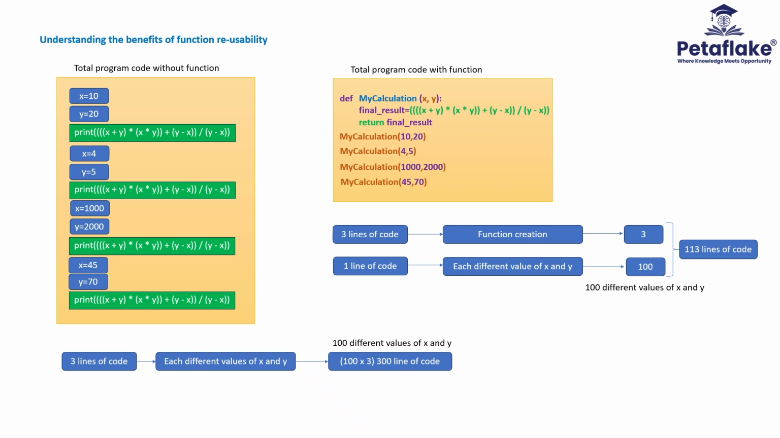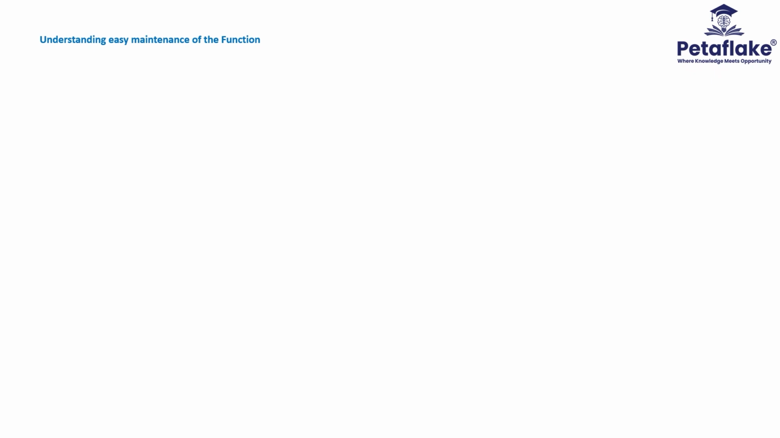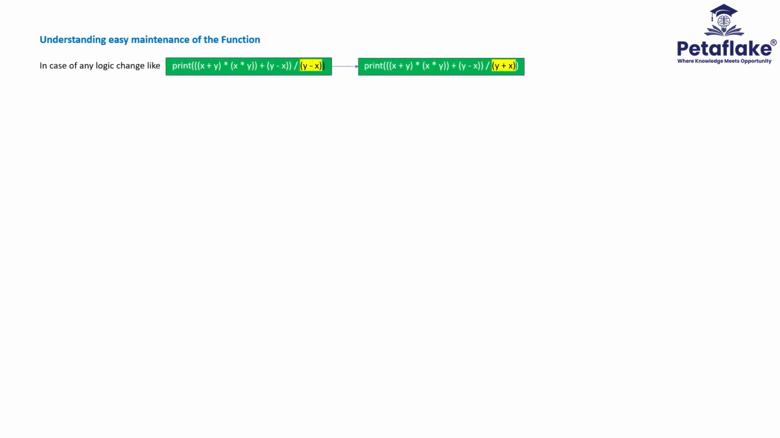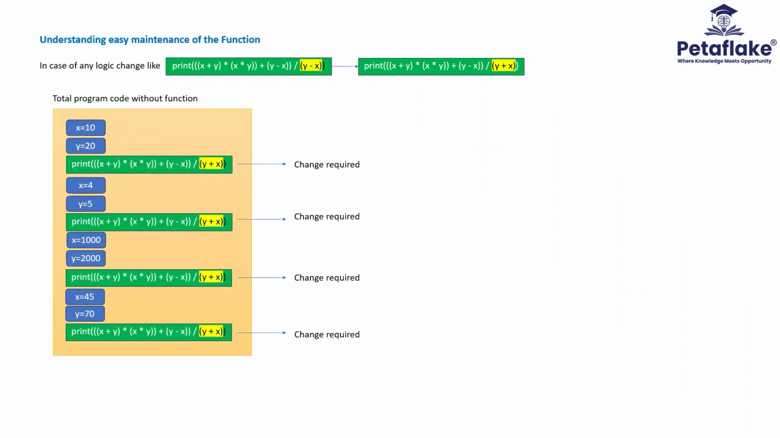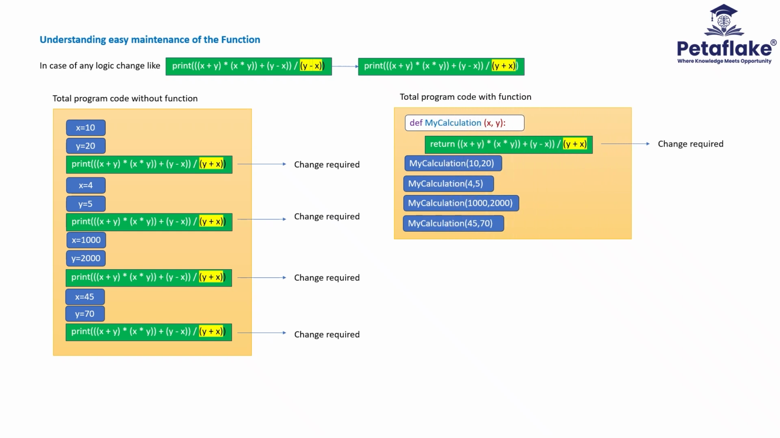Let's understand the other important advantage of using the function, called easy to maintain. When we use the functions in our program, any code changes or new enhancements will be easy. Assume that we have got a requirement to change the logic to replace y minus x with y plus x. If our program is developed without using the function concept, then we need to change the logic in all the places wherever we have used it in our program. If our program is developed using functions, then we need to perform the logic change only in one place.